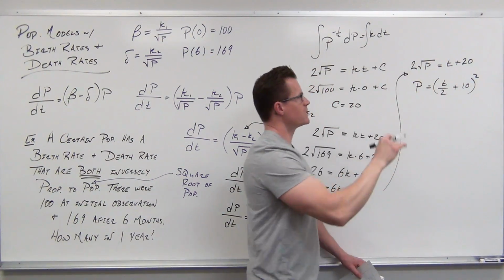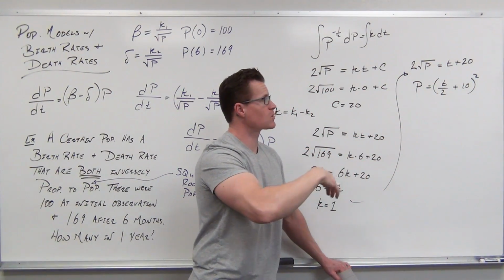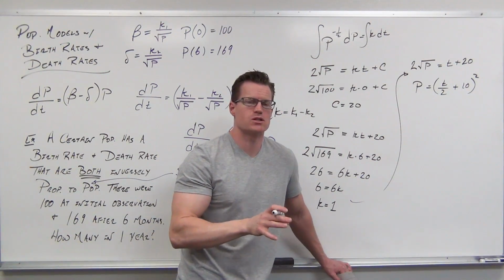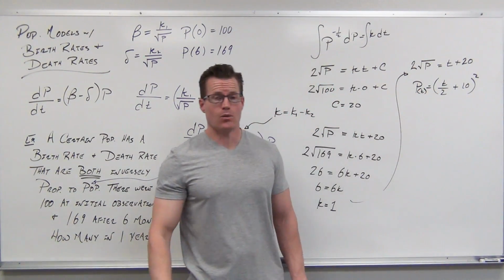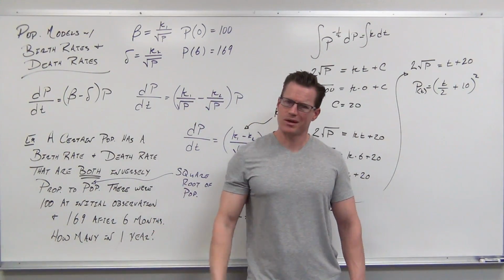So divided by 2, we get t over 2 plus 10. Square both sides, we get t over 2 plus 10, quantity squared. This is the population based on a given time. Now, we're going to find the time after 1. So we plug in 1, right?